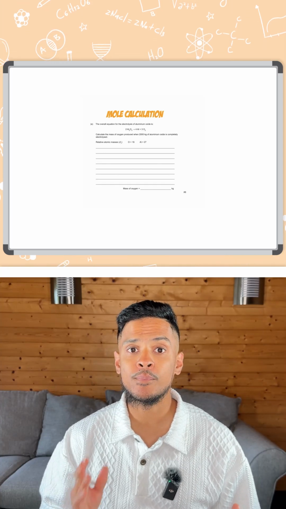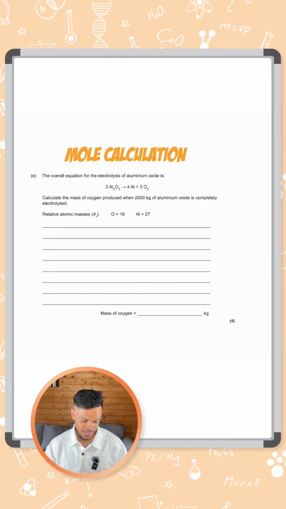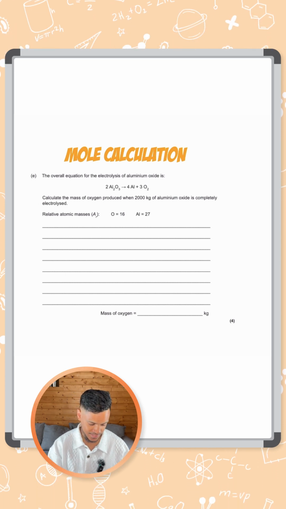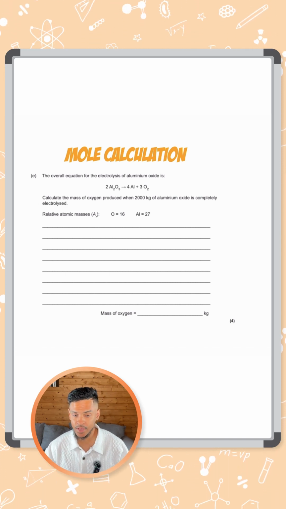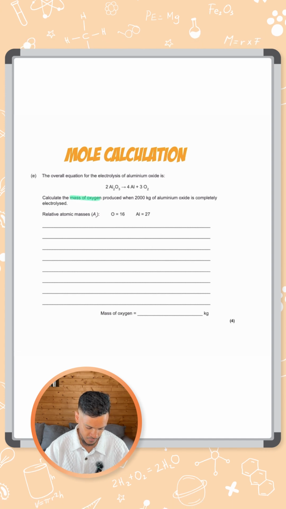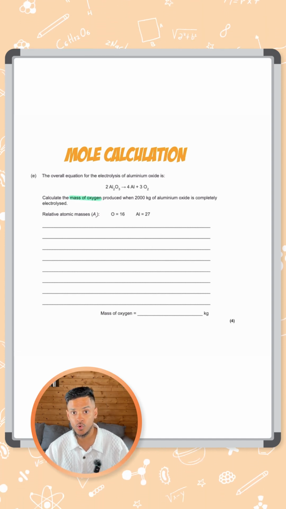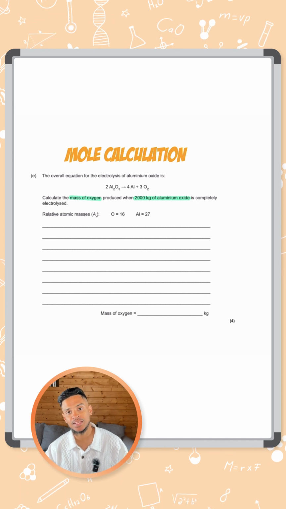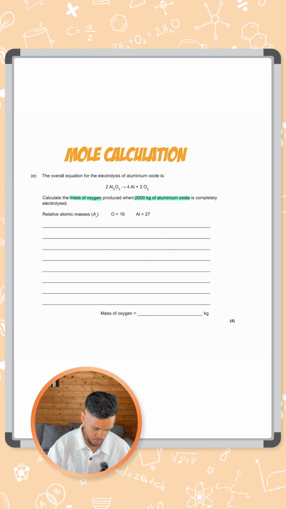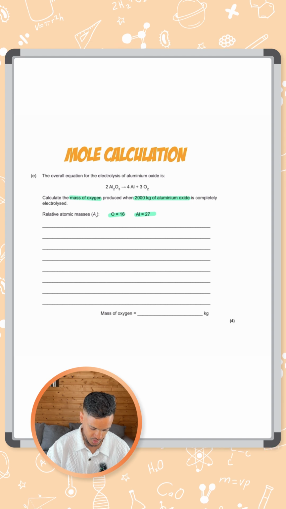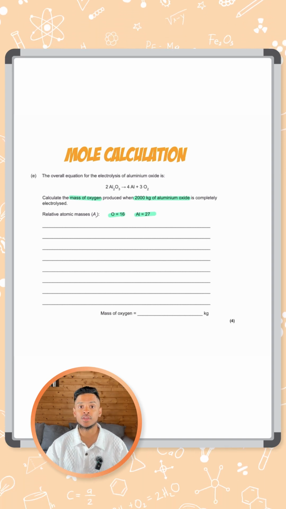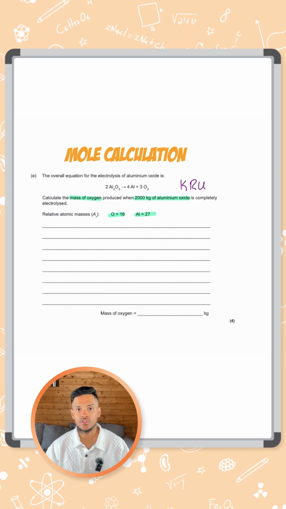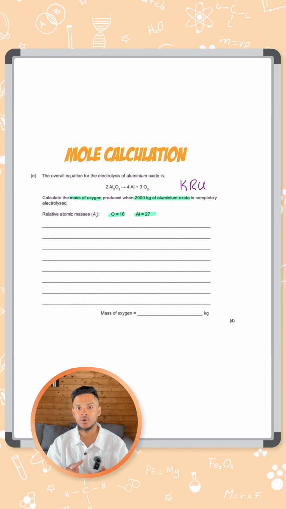Okay, a 4-mark mole calculation here. The question says the overall equation for the electrolysis of aluminium oxide is this, and then they've given us an equation for that. Then it says calculate the mass of oxygen produced when 2000 kilograms of aluminium oxide is completely electrolyzed. And we're also given the ARs of oxygen and aluminium here. So when doing a question like this, I like to follow the steps. CRU, KRU, known, ratio, unknown.